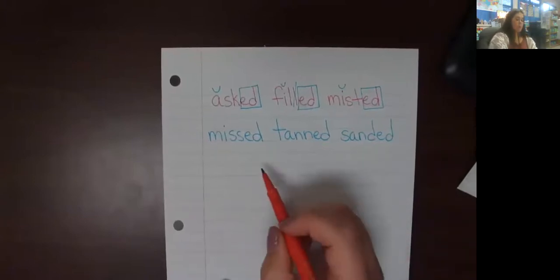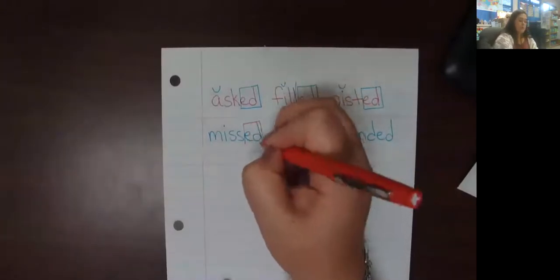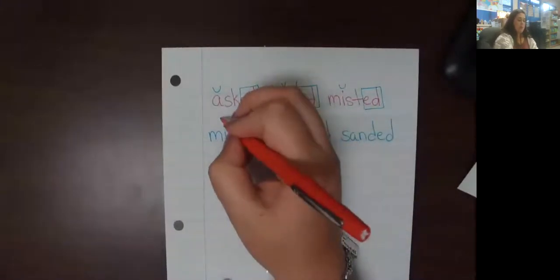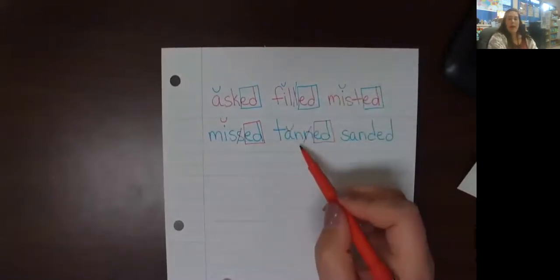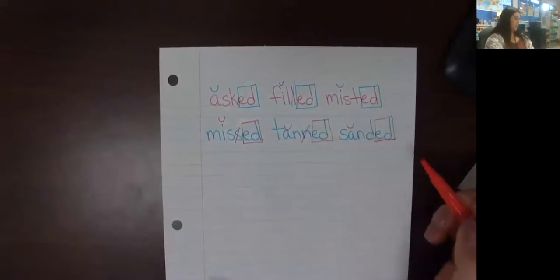So we have suffix ed, we box it in. We have a breve for the I, and twin consonants. Mist. Next one, suffix ed. We have twin consonants, and the A gets a breve. And, tanned. Last one, suffix ed. A gets a breve. Sanded. Move your clip down.